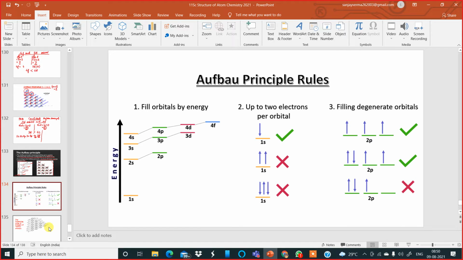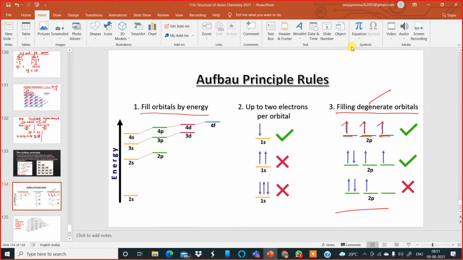According to the above principle, fill orbitals by energy. Whatever is low energy will get filled first. Then up to 2 electrons per orbital. In an orbital you can put only 2 electrons, not more than that, and that too with opposite spin. Now, degenerate means having the same energy. When electrons are filled, they fill the degenerate orbitals singly. Then only pairing takes place, according to Hund's rule.